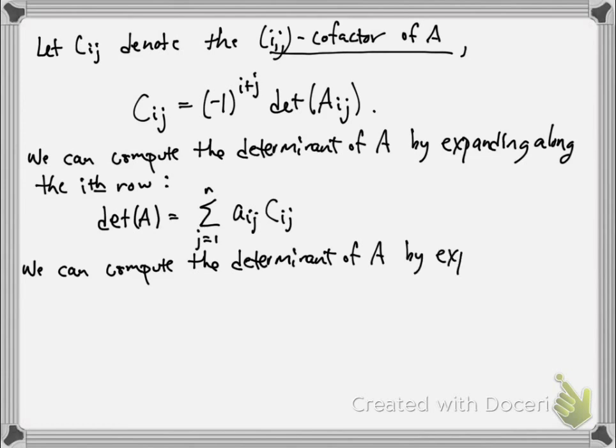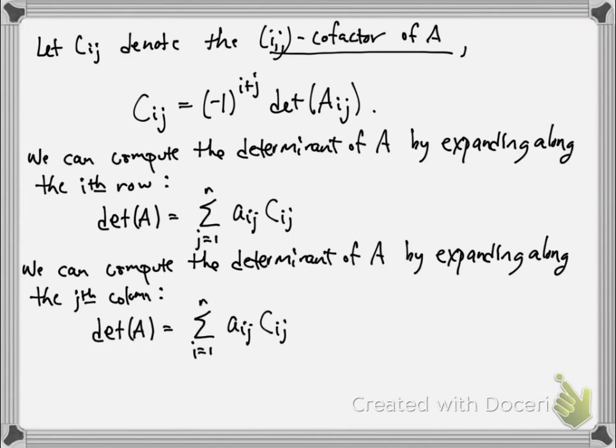Similarly, we can compute the determinant by expanding along any column. So if I fix the jth column and say I want to expand along that, then the determinant is the sum i equals 1 to n, a_ij times c_ij. And so we can use this to our advantage, right? If you notice a lot of 0 entries in the matrix A, either in some row or some column, 0 times a number is very easy to compute, and you're going to use this to shorten the by-hand computations you have to do.